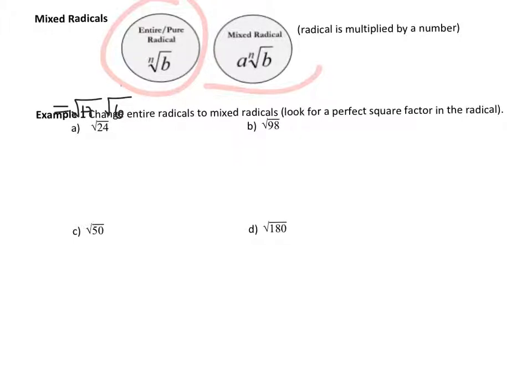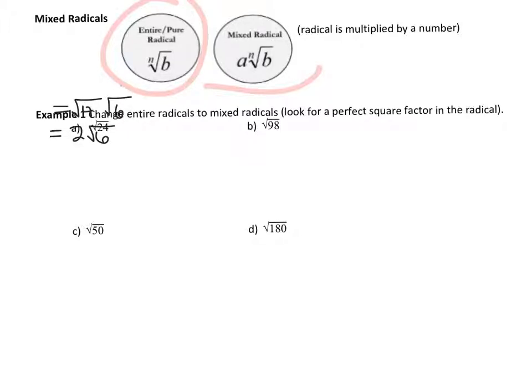So I can change an entire radical into two subradicals multiplied by each other. So we say, all right, the square root of 24 is the same as the square root of 4 times the square root of 6, but I know that the square root of 4 is 2. So I can simplify that square root of 24 into 2 times the square root of 6.